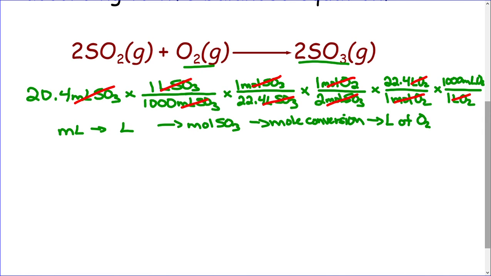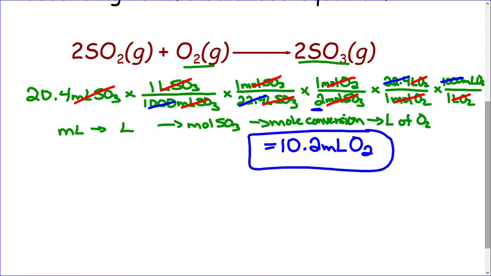Now, before we were able to cancel out 22.4. If I take a look at this, I can do that again here, 22.4 and 22.4. But the nice part is that I can also cancel the 1,000 because it was a set ratio. So really, I need 22.4, and then there's a whole bunch of 1s here, except for this 2 right there. So 20.4 divided by 2 gives me 10.2 milliliters of O2. That's how many milliliters I would need.